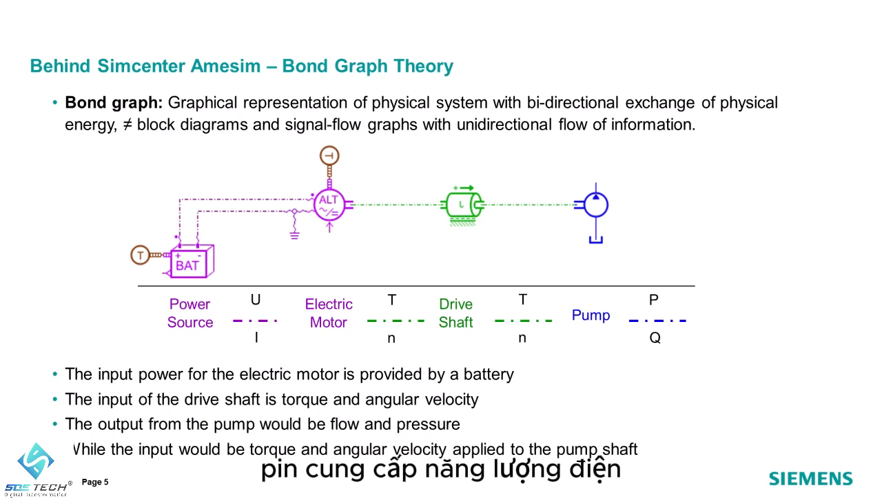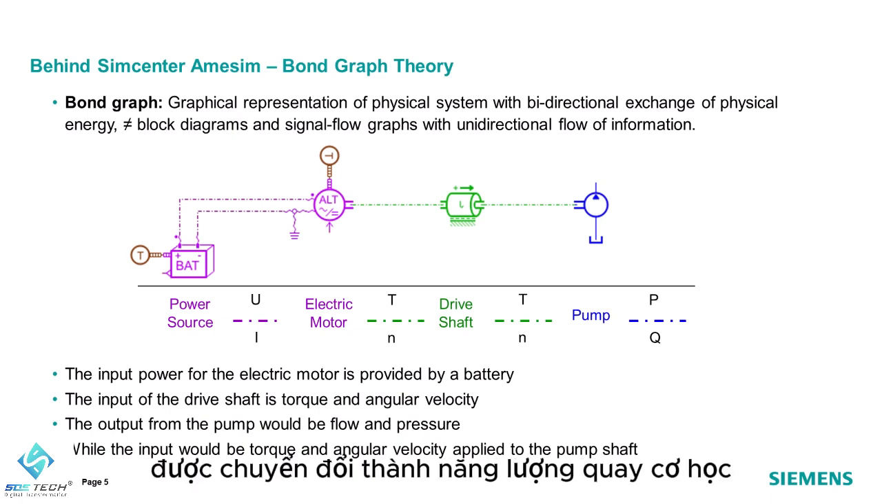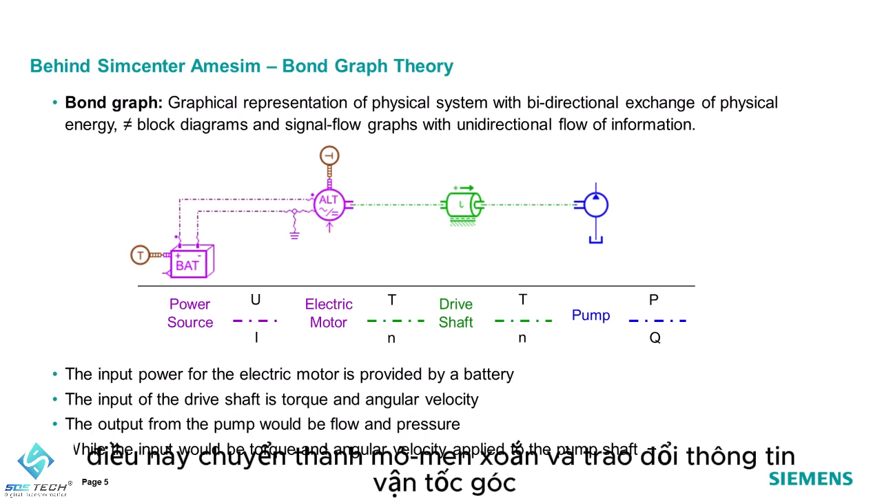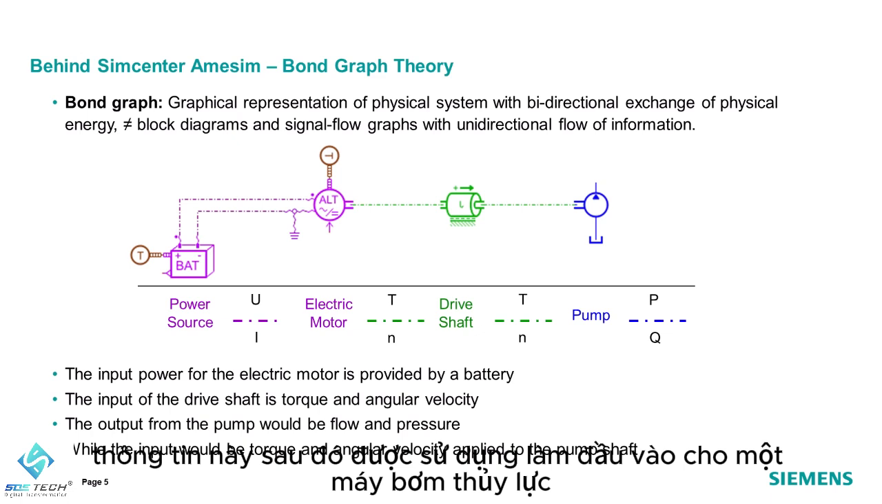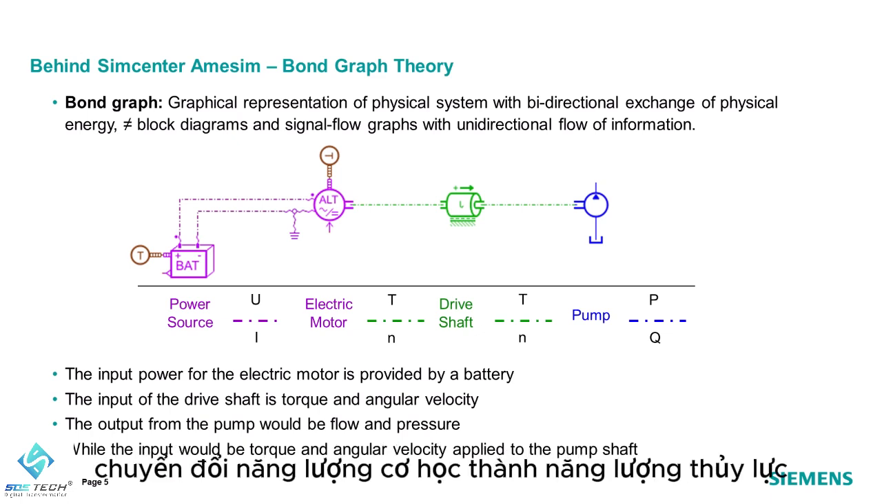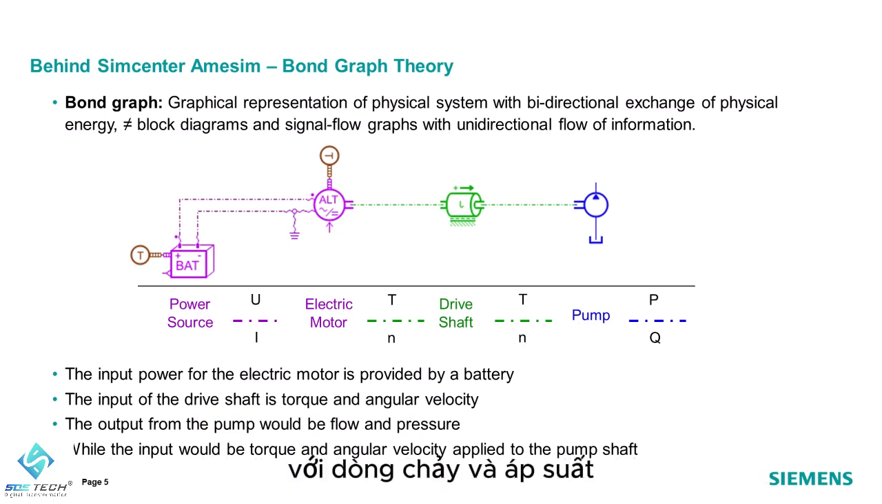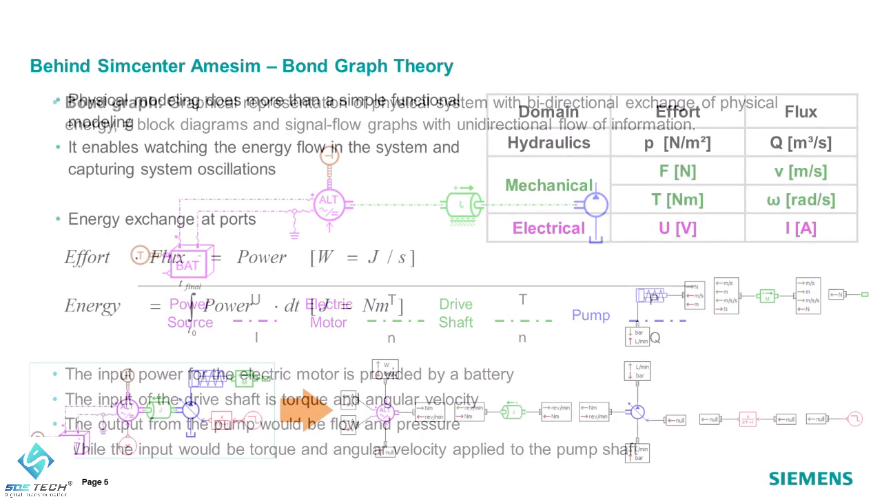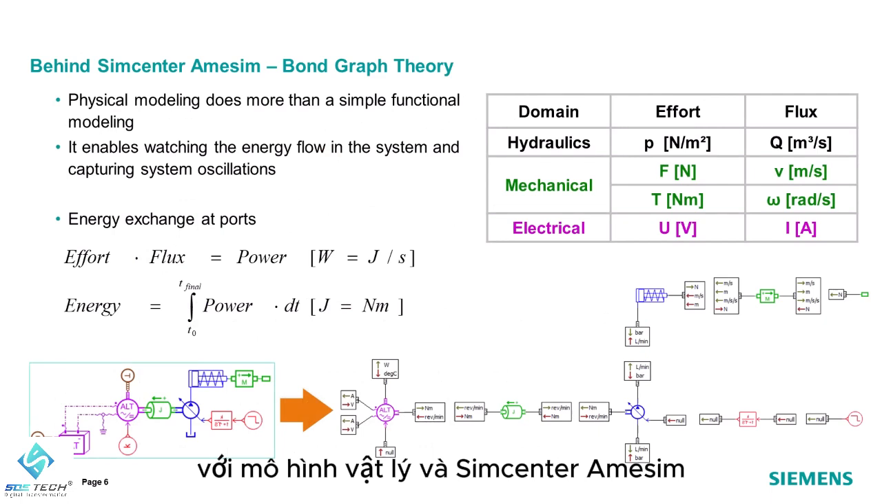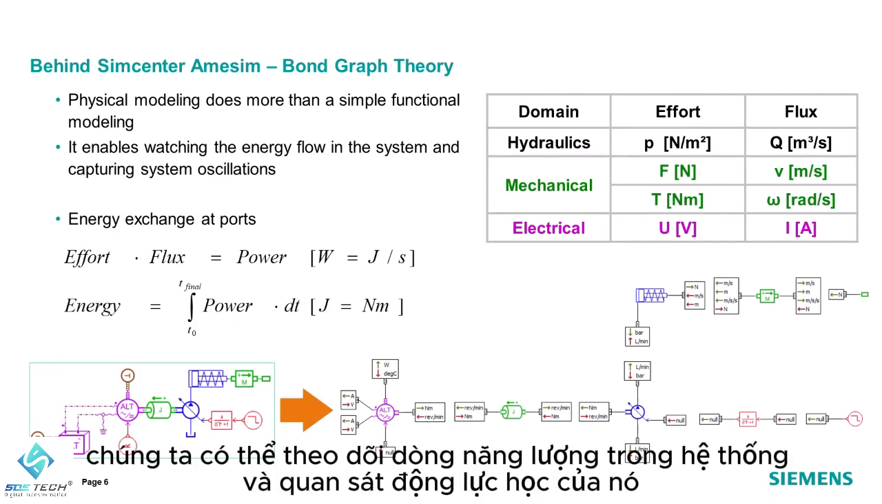The battery provides electrical power, which is converted to mechanical rotational energy. This translates into torque and angular velocity information exchange. This information is then used as input for a hydraulic pump that converts mechanical energy into hydraulic energy with flow and pressure.